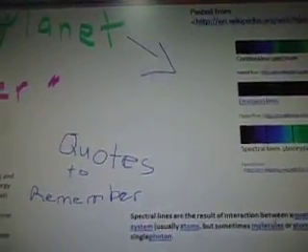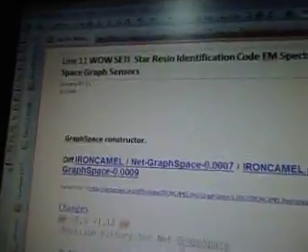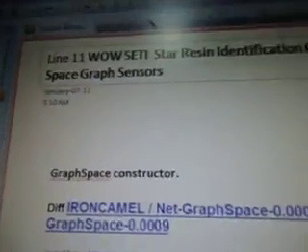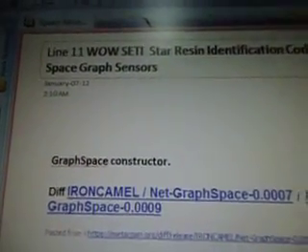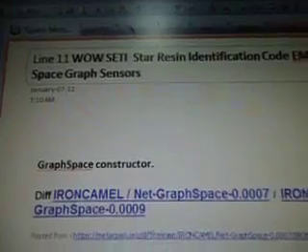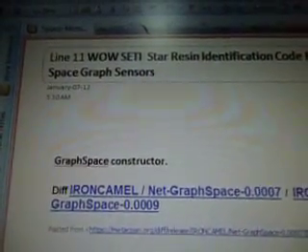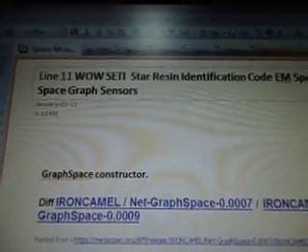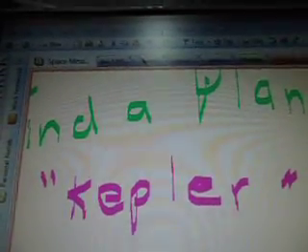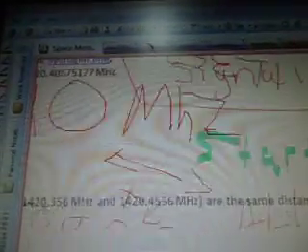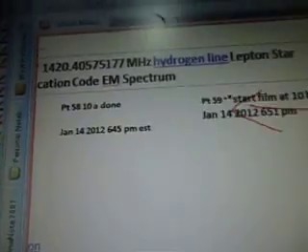Okay, so we didn't get to finish number 10. I'm going to have to stick it in with number 11, which is going to be line 11, Wild SETI Star Resin Identification Code, EM Spectrum, Spacecraft Sensors. And it's also going to include, from number 10, we're going to talk about the EM Spectrum.